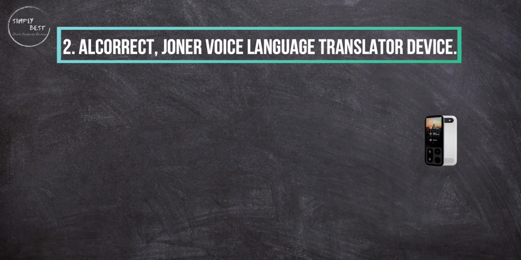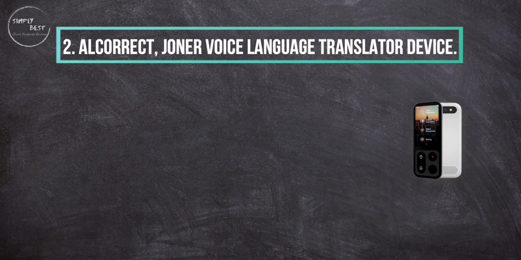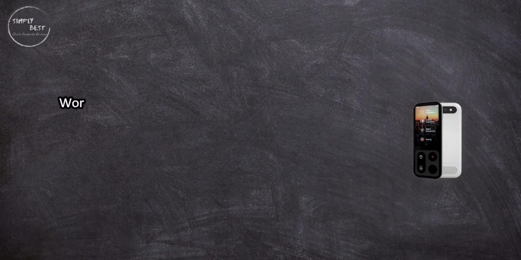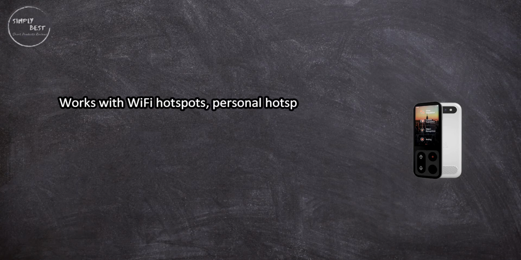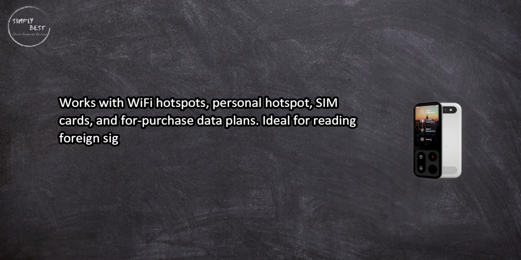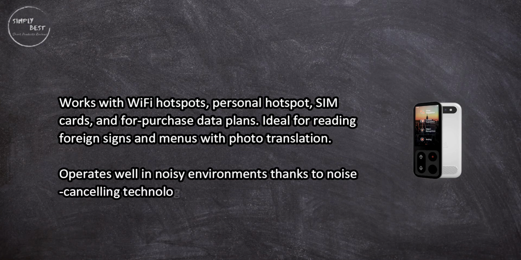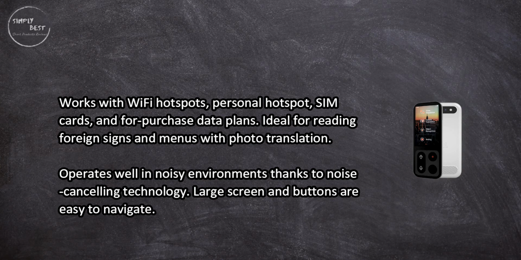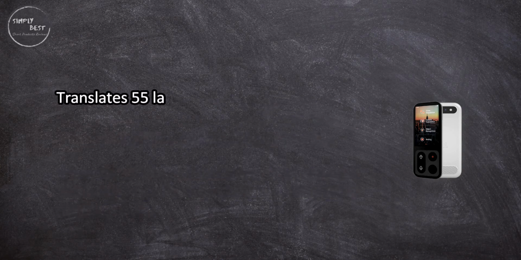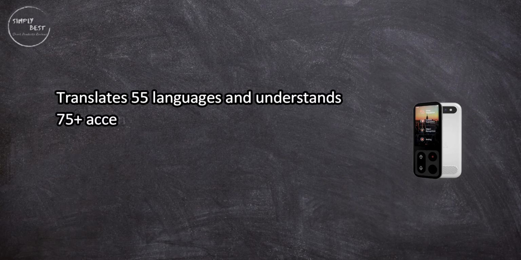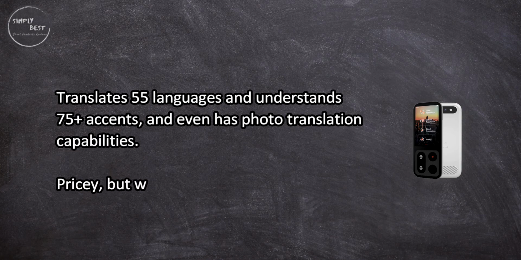At number 2, Alcorrect, JoneR voice language translator device. Works with Wi-Fi hotspots, personal hotspot, SIM cards, and for purchased data plans. Ideal for reading foreign signs and menus with photo translation. Operates well in noisy environments thanks to noise cancelling technology. Large screen and buttons are easy to navigate. Translates 55 languages and understands 75 plus accents, and even has photo translation capabilities.